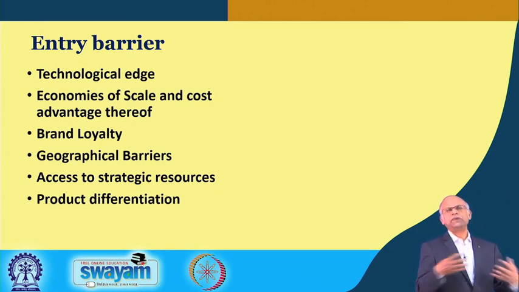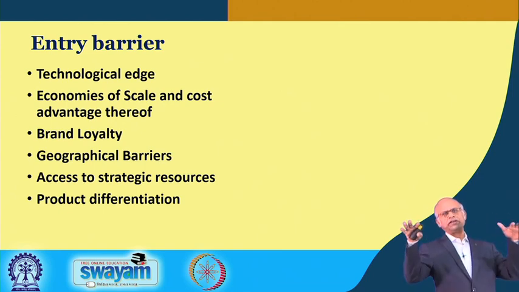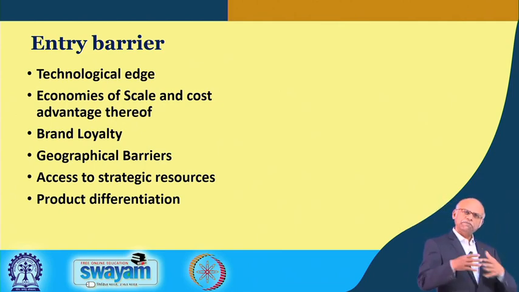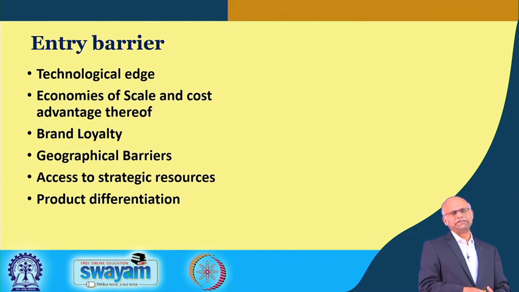Suppose you have a huge manufacturing capability. So, per unit cost is going to be low, because your overhead cost will be distributed among many number of units. So, you will have a cost advantage. Brand loyalty, these are superimposition of some of the points, but that is how you create entry barrier.